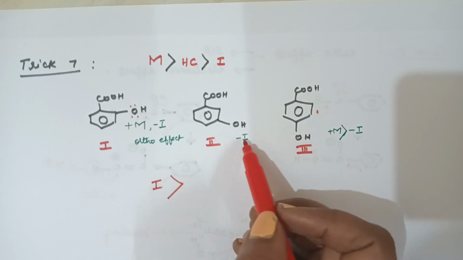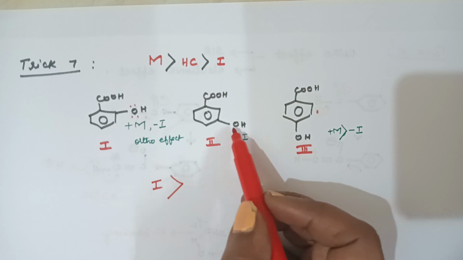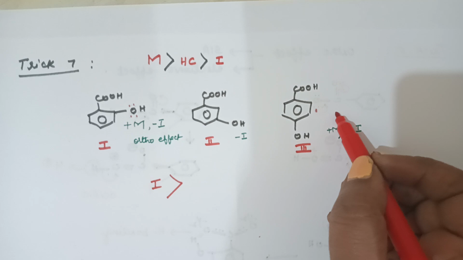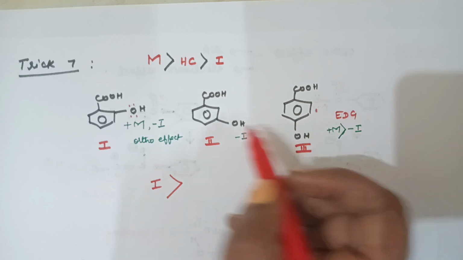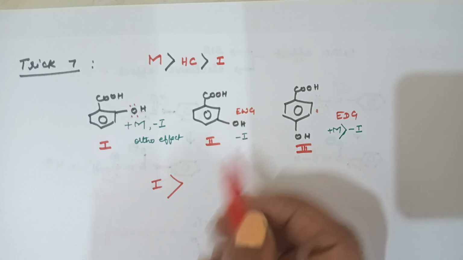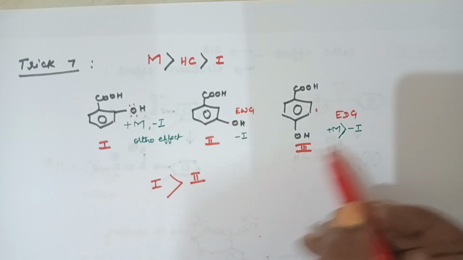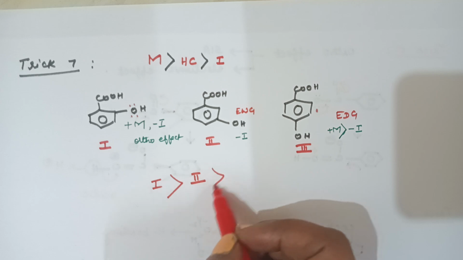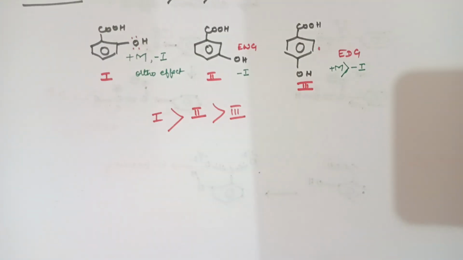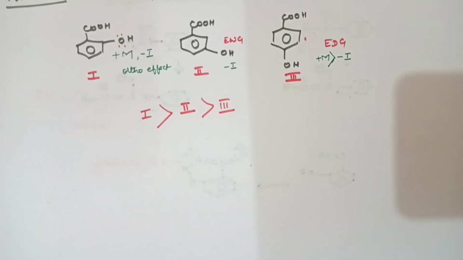So minus I group means electron withdrawing group, and plus M means electron donating group. This is electron donating and this is electron withdrawing group. So electron withdrawing group will be more acidic when compared to electron donating group. So this is 3, this is the order. Next, trick number 8.